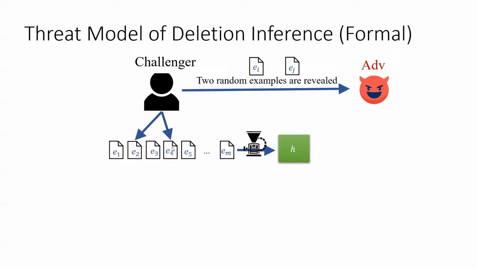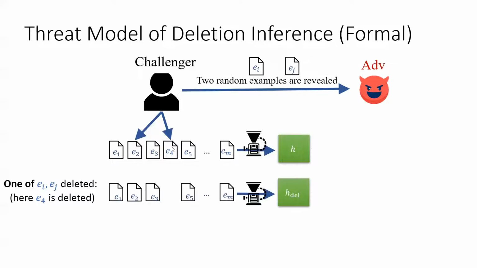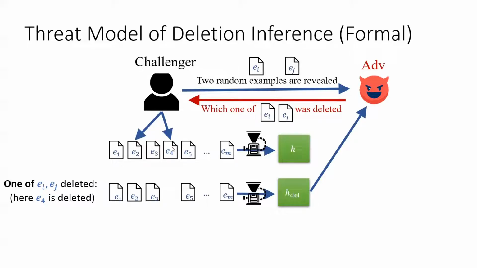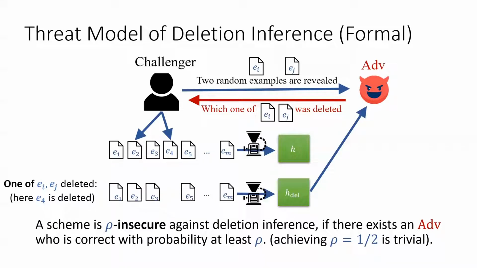Then the challenger tosses a coin to delete one example between EI and EJ and gets a new model. After that, the adversary is given oracle access to this new model. Finally, the adversary guesses which one among EI and EJ is deleted. The adversary tells the challenger a bit 0 or 1 and wins if the guess is correct. We call a scheme rho-insecure against deletion inference if there exists an adversary who succeeds with probability at least rho. When rho is half, it is trivial, because the adversary can just flip a random coin to achieve that.